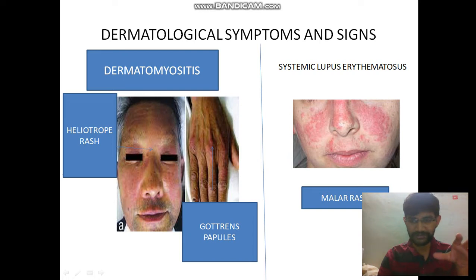And Gottron's papules are on the distal end of your hand, with reddish or violet papules. These are the Gottron's papules, seen mainly in dermatomyositis. And one more is SLE. SLE, as you all know, has a malar or butterfly type of rash on your cheeks, commonly seen in females. These are the dermatological manifestations.